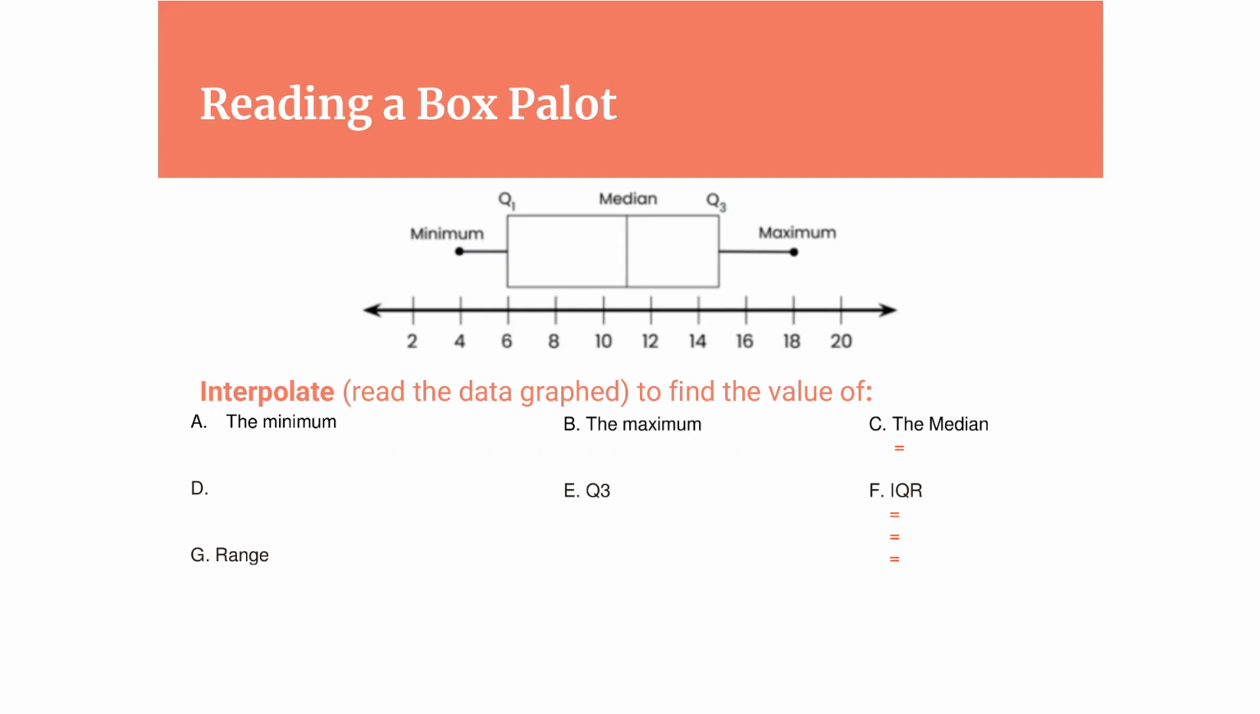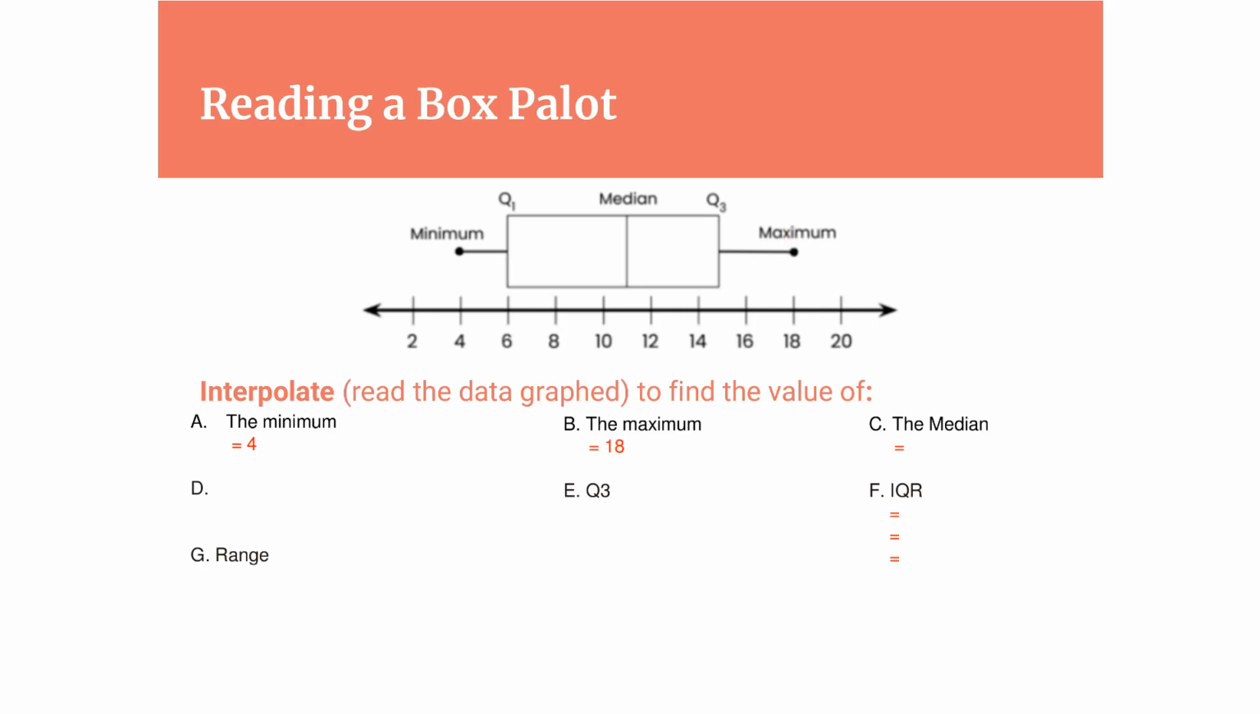Sometimes we have to do what's called interpolation, which means we're reading between the values that are actually graphed. So first we want to look for the minimum value. It shows us there, and the minimum value falls at 4. Then we want to look for the maximum value. The maximum value is here at the other end, and that looks like 18.